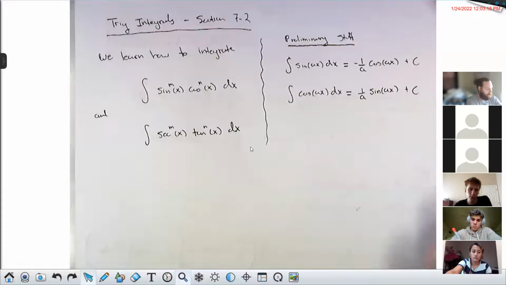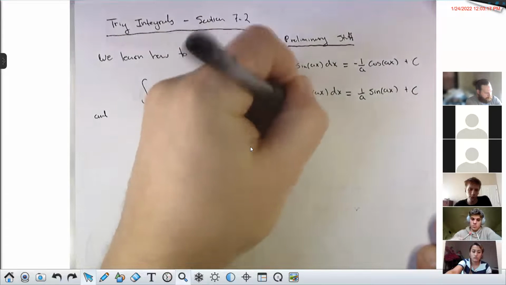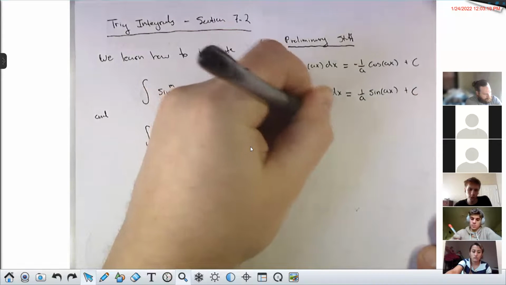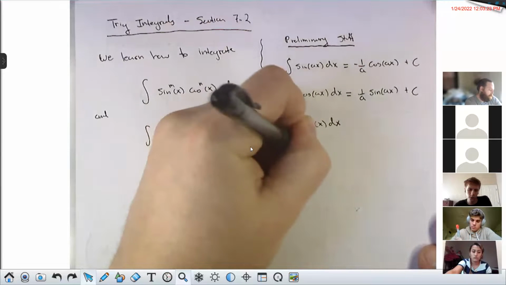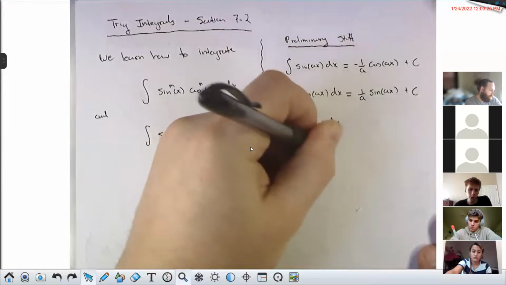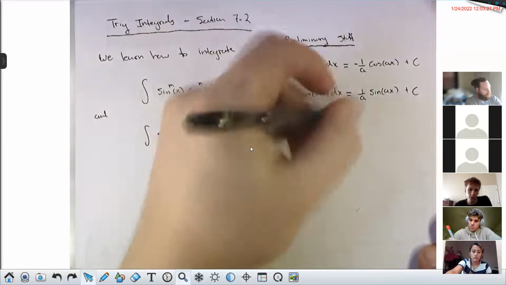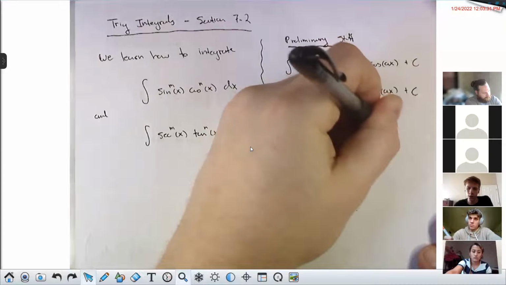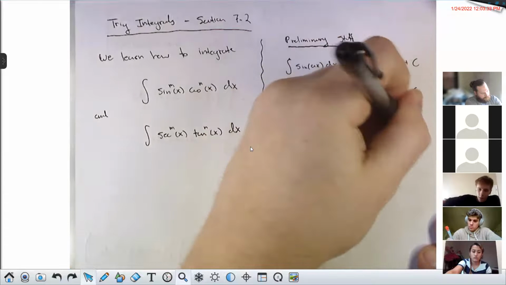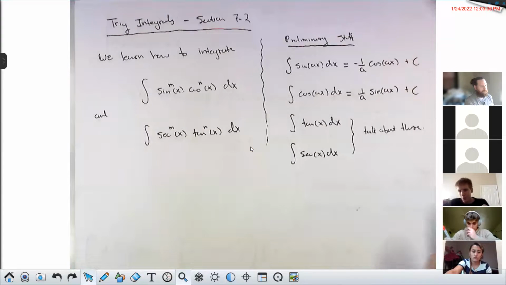Two other preliminary integrals. Integral of tangent and integral of secant are necessary. We're going to talk about these. But you'll need to remember those as well.